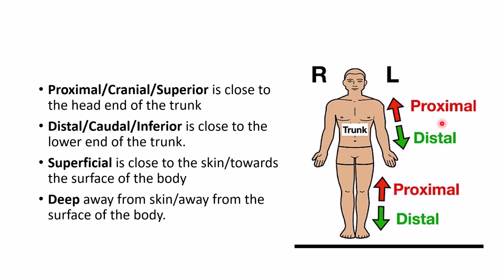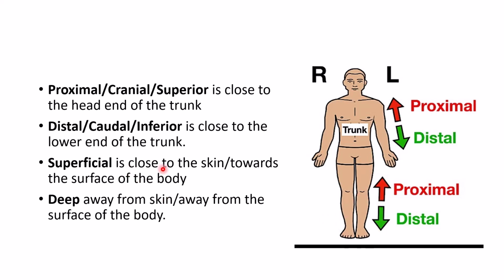That will be called proximal or cranial or superior, because cranial is also related with head, and superior, we know, is also related with the head. But the distal part or the caudal part or the inferior part is that part which is closer to the lower end of the trunk. So this is the lower end, so this is distal. Here also when we compare, this is closer to the lower end, so this is distal. This is towards the tail end or the caudal end of the trunk.